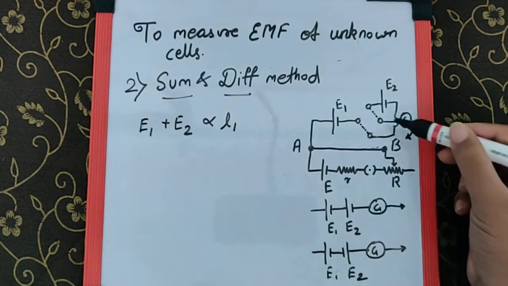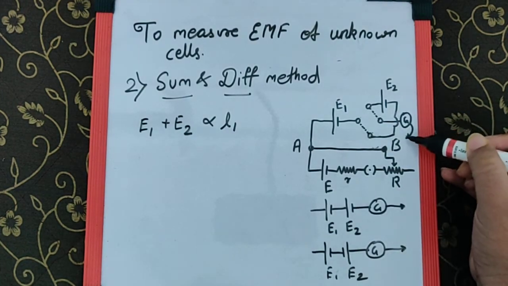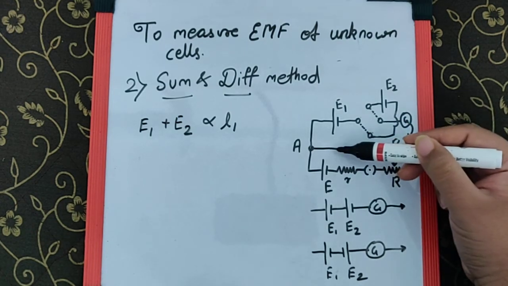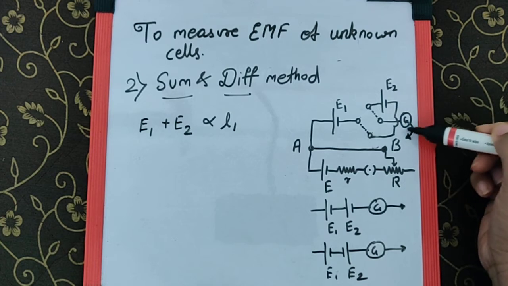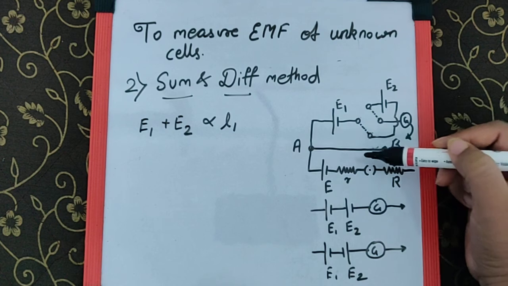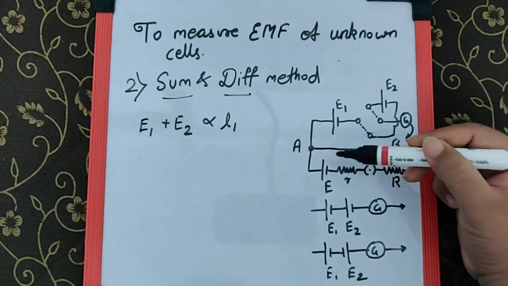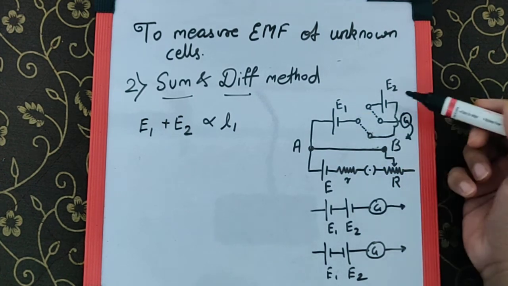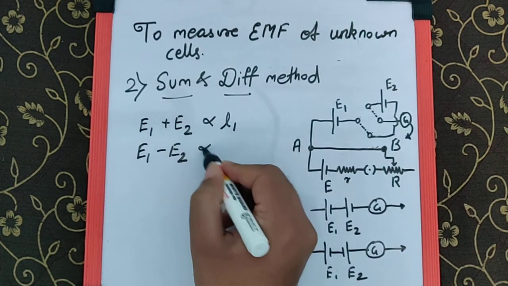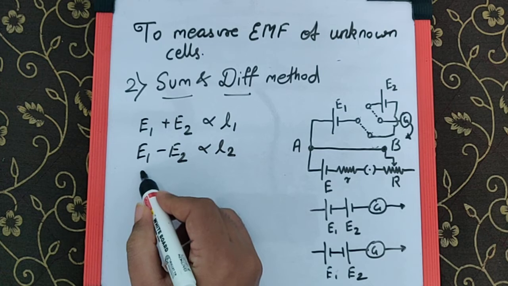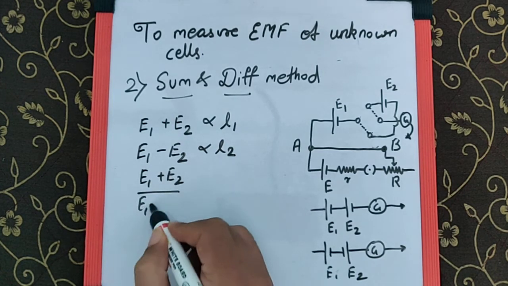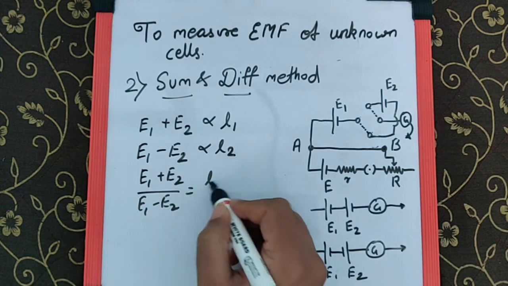So when you use this condition and tap the jockey again on wire AB and find a point where you find zero or null deflection in the galvanometer, that length will be L2, say. We can say that L2 is balancing E1 minus E2, which means E1 minus E2 is proportional to L2. So if we take the ratio, we get E1 plus E2 upon E1 minus E2 as L1 by L2.